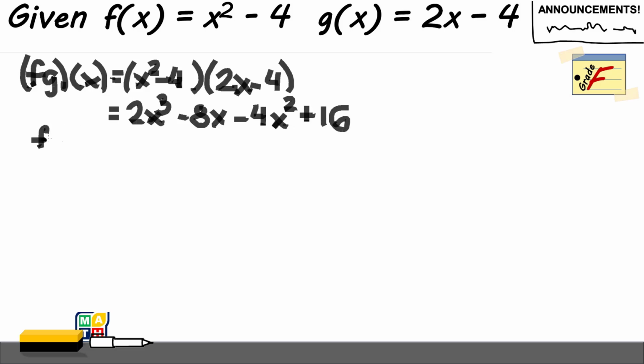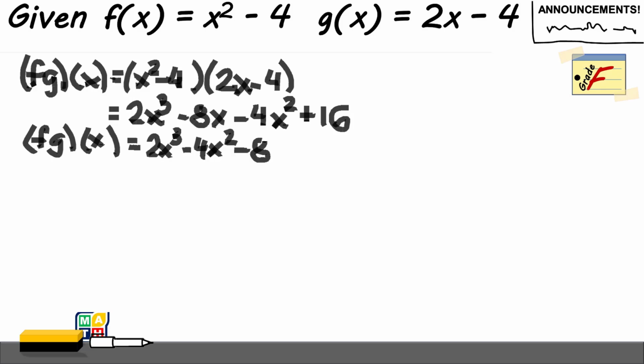For the final form of the result or the product of the two functions, you might want to rearrange them into a decreasing order of exponent of x. So you will have 2x cubed, followed with minus 4x squared, then minus 8x, and then plus 16. So this is now the result for the product of the two functions.